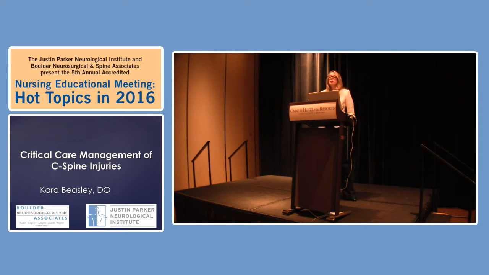We can use closed reduction with traction, so we can put Gardner-Wells tongs and weight on them and leave them in their bed to try to reduce those fractures. We can do open surgical procedures to reduce their fractures. If they have significant cord compression with neurologic deficit, we're going to take them. And neurologically intact patients, we treat them non-operatively unless there's instability, and then we have time. Timing's not well defined. Complication rates are lower with early surgery.